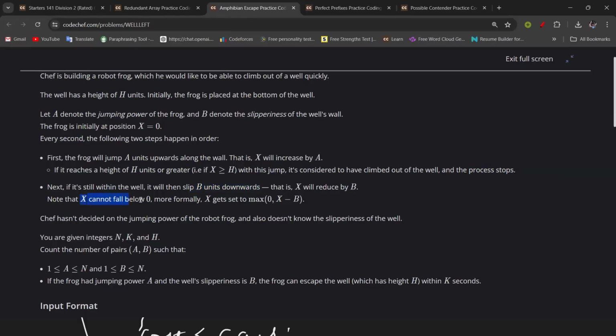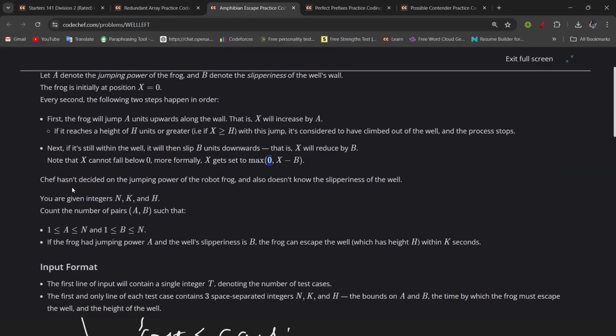So note that x cannot fall below 0. So x would just fall by b, and if this is getting negative, it would be taken as 0. It won't fall below 0. Okay, so now what are we given? So this is the thing that would happen every second. So in 1 second, a jump and a fall, two things would happen together. And if the jump takes him out of the well, then the fall would not happen. He's out of the well.